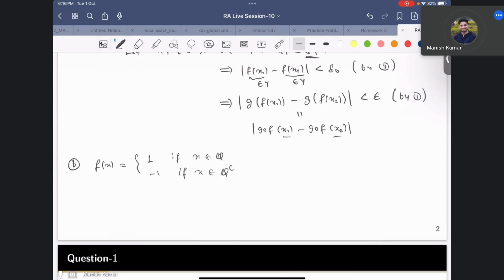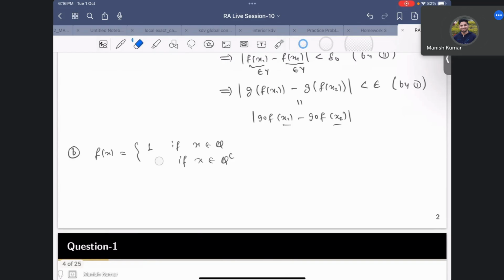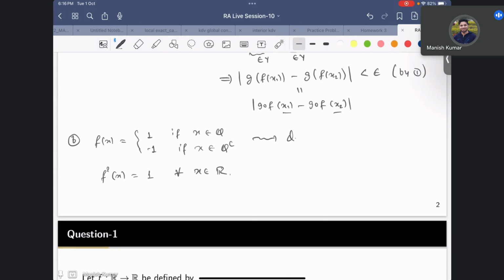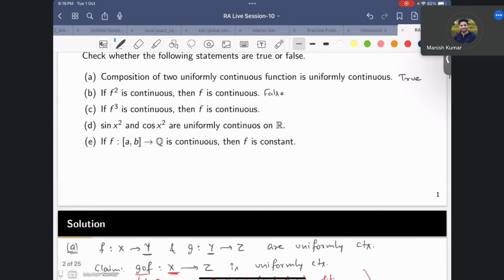Clearly this is discontinuous, right? We have a jump discontinuity. It is oscillating between 1 and minus 1. But if you take f square of x, this is going to be 1 for all x in R, right? So f is discontinuous, but f square is continuous. So clearly that statement is false.